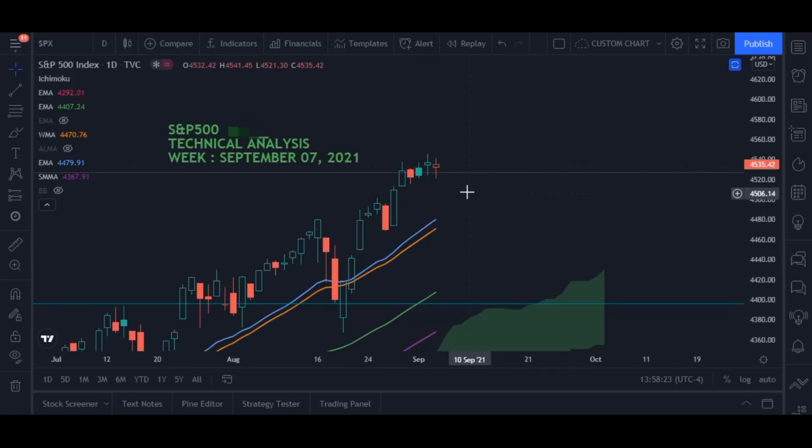Now we are here on the daily chart. On this daily chart, if you look into the last candle, the open price was 4532 and the closing price was 4535.